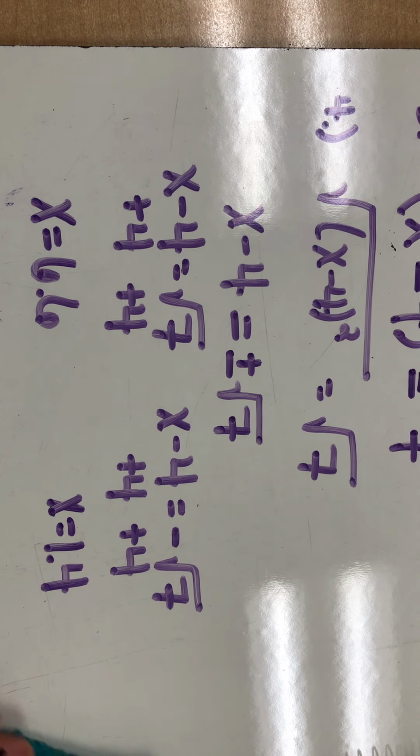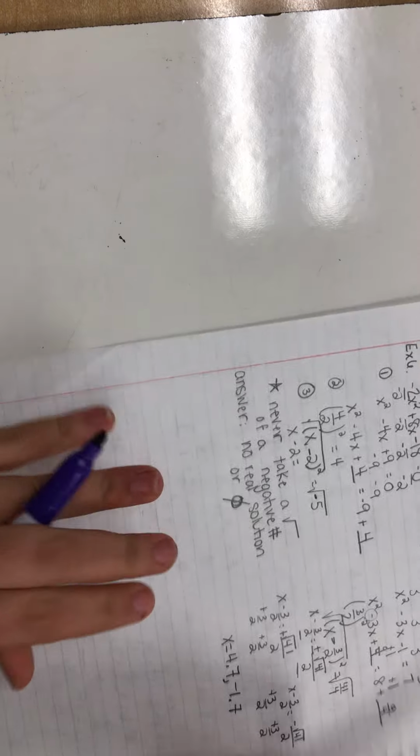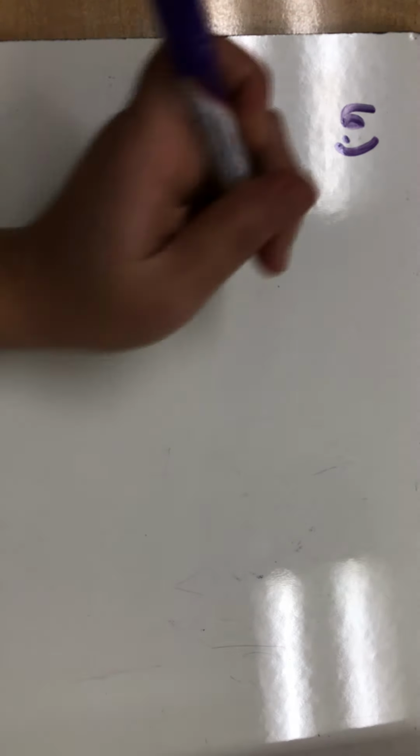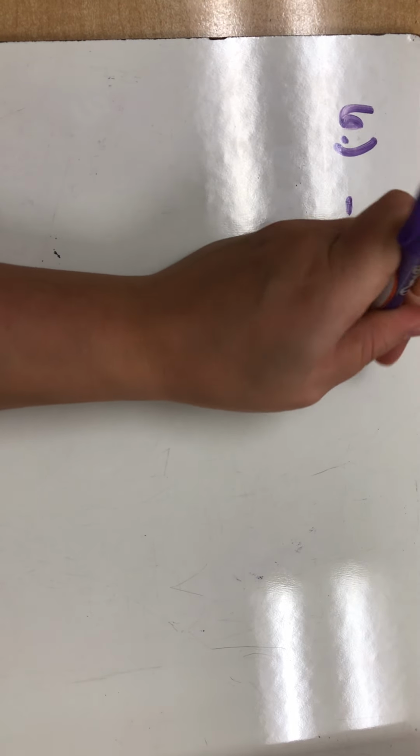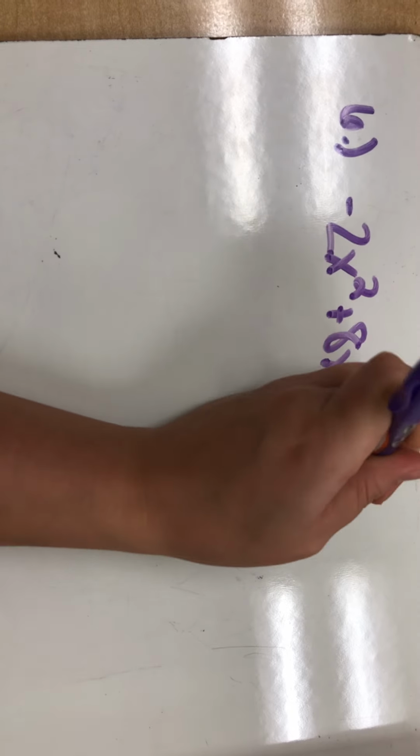Now I'm gonna show you again how to do the ones where there's numbers in front of the x squared. It's exactly the same. I have to flip my paper. I'm looking at it so I don't do the wrong numbers and make stuff up for you. Okay. Let me bring this back. Okay. Number 6. Negative 2x squared plus 8x minus 18 equals 0.